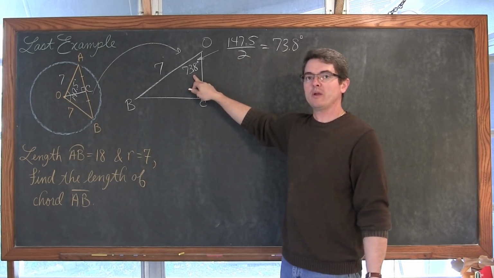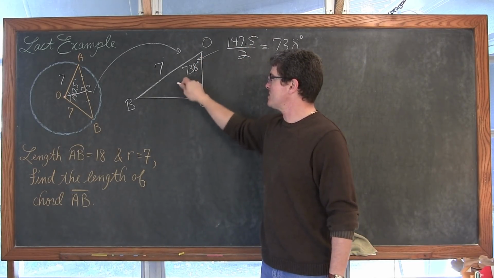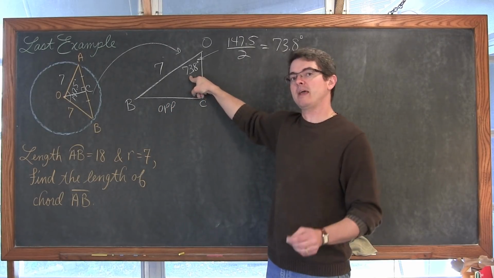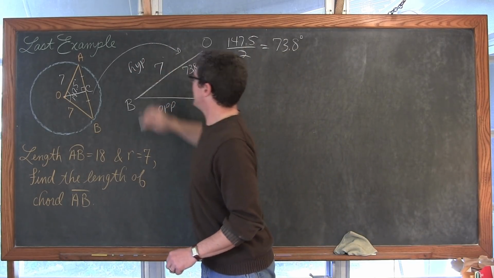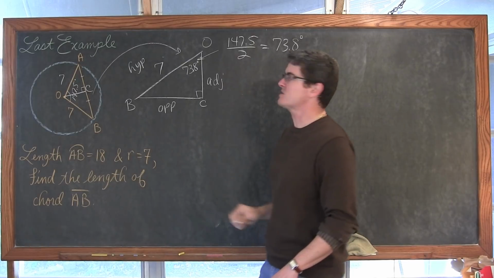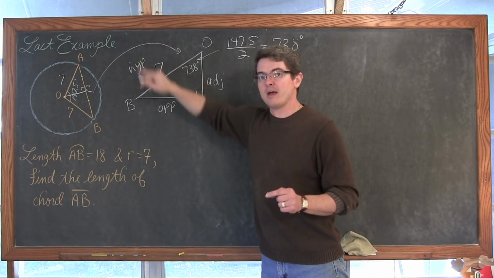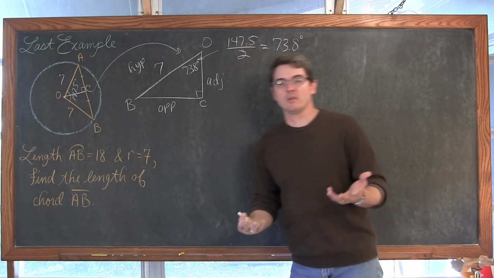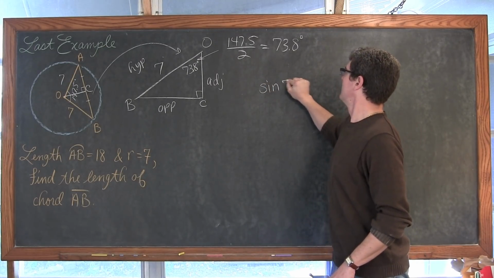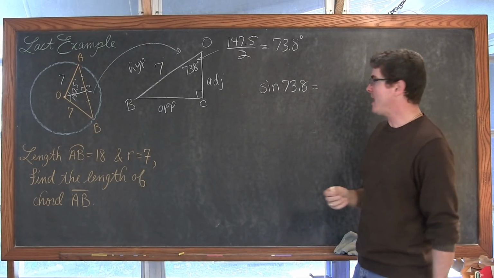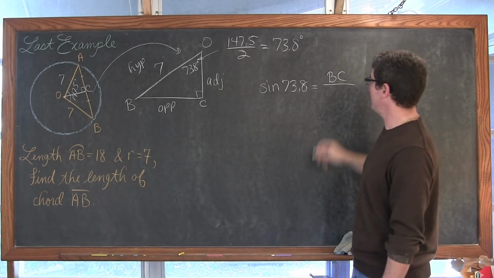So we have 73.8 degrees, half of that central angle. We want to find the length of BC, which is the opposite side to this angle in our right triangle, and we have the hypotenuse. Just for good measure, this is the adjacent side over here, even though I'm not going to find it. Angle, opposite, hypotenuse. I want the opposite, and I have the hypotenuse, so we're going to use the sine function again. Sine of an angle is equal to opposite, which let's call BC, over the length of the hypotenuse, which is equal to 7.